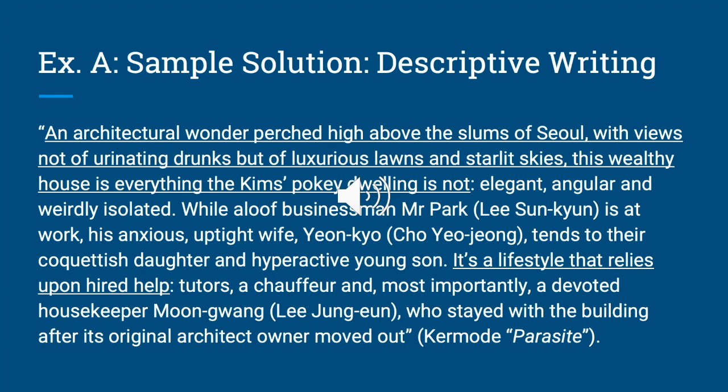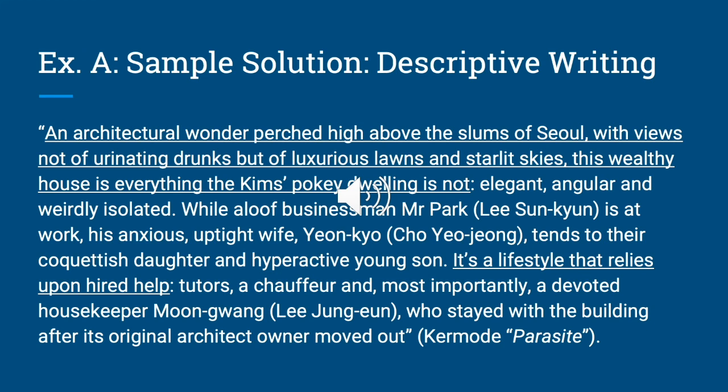So it gives details about this, but it doesn't explain the significance or analyze the significance of these details. So it demonstrates that there's a class divide between the architectural wonder of the Park family in comparison to the slums, but it doesn't analyze the meaning of that between these two different types of dwellings.